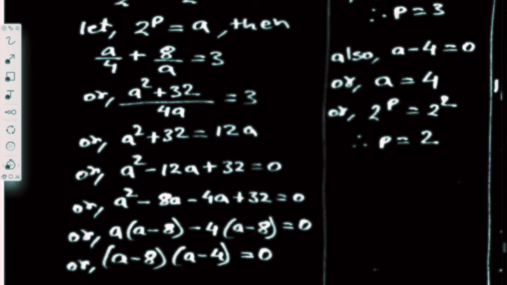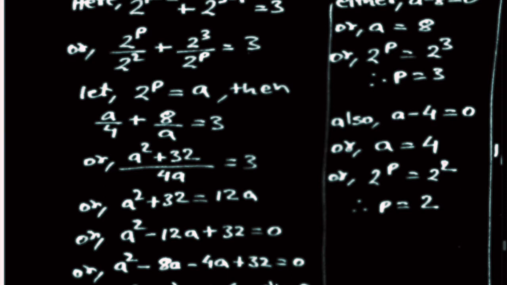Now this is the factorization of the expression. Our expression is a square plus 32 equals 12a. It should be factorized to get the value of a. Here the factors of this expression are a minus 8 and a minus 4. From these factors we can easily get the value of a. Let's see how to get the value of a.